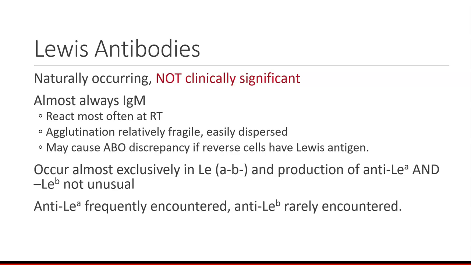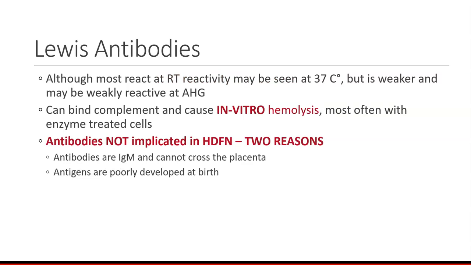They occur almost exclusively in Lewis A neg B neg people, and the production of anti-Lewis A and anti-Lewis B is not unusual. Although anti-Lewis A is the most frequently encountered, anti-Lewis B is rarely encountered, and that has been my experience as well. Although most Lewis antibodies will react at room temperature, they may occasionally be seen at 37 degrees centigrade, but it's weaker and may be weakly reactive at the Coombs phase.